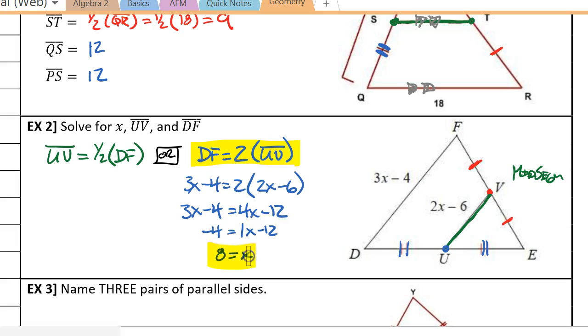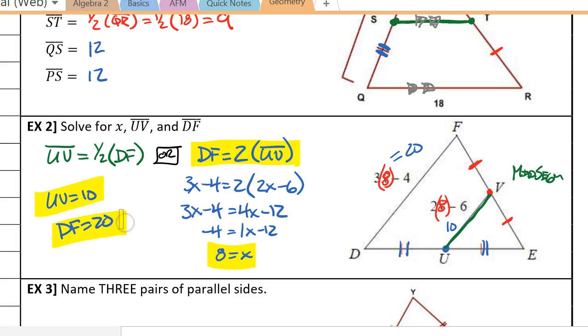So step 1, find the value of x. Now what I need to do is figure out what UV and DF are. So that means I just need to substitute 8 in for x and simplify. So 3 times 8 is 24, minus 4 is equal to 20. And 2 times 8 is 16, minus 6, which is equal to 10. One quick note, we should have known that UV is half of DF, so 10 is half of 20, or 20 is twice as much as 10, so kind of a little check for us in our problem.